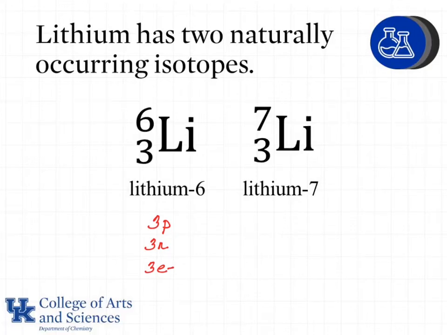For lithium-7, we will still have 3 protons, we'll have 4 neutrons and 3 electrons. Remember, the atomic number is 3, so that tells us the number of protons. It's a neutral atom, so we also have 3 electrons, because we have 3 positive and 3 negative charges. And we have 4 neutrons because the mass number is 7, and 3 plus 4 equals 7.